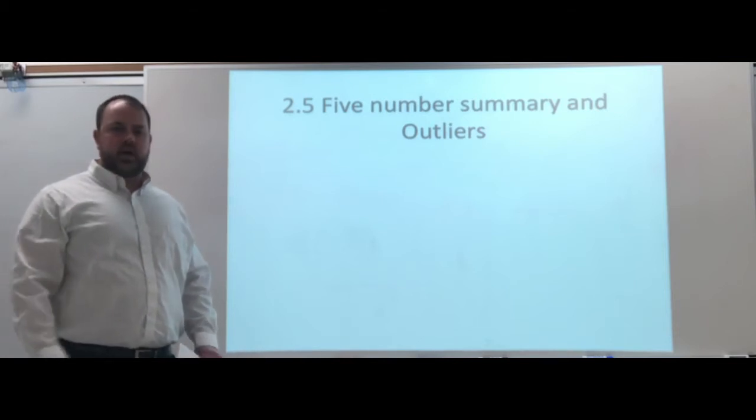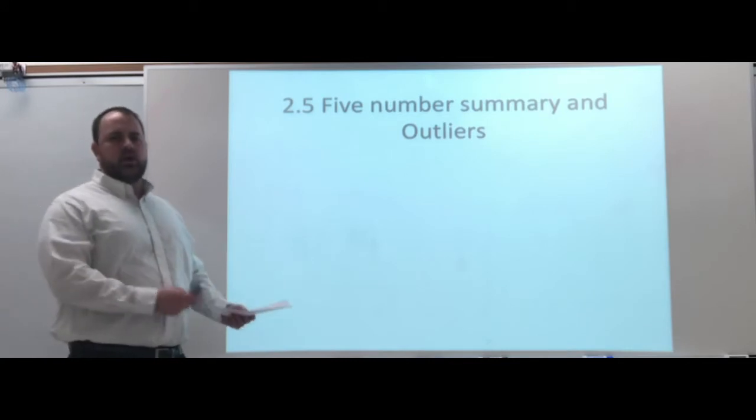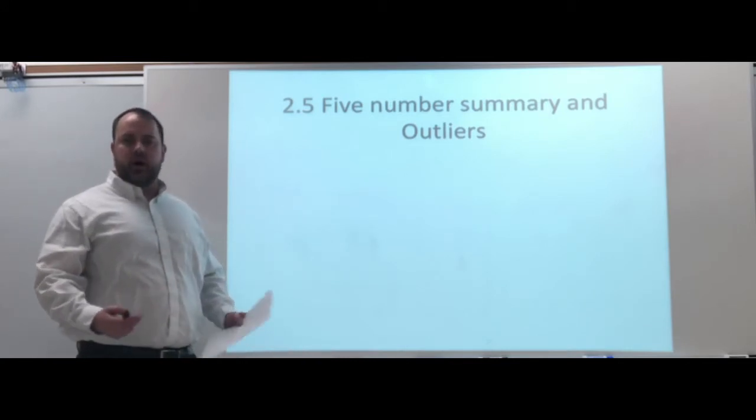So the last section in chapter 2, when I look at the 5-number summary and outliers, we're also going to look at what you can do with the 5-number summary to put together a box and whisker plot.